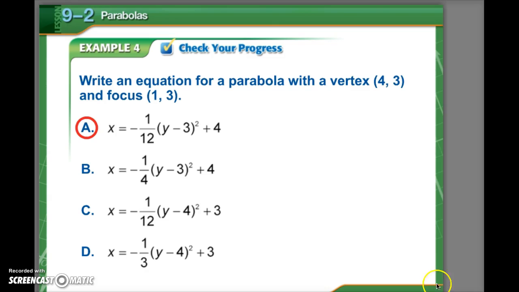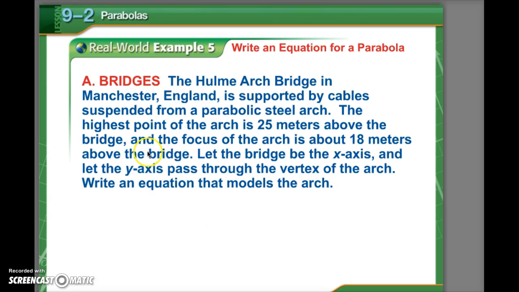We got an a value of negative 1/12. We got a k value of 3 and an h value of 4. That's just coming straight from the vertex. All right, we're going to pick up with example 5 in the next video.